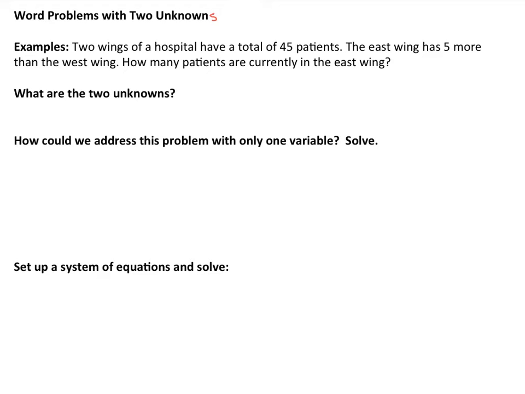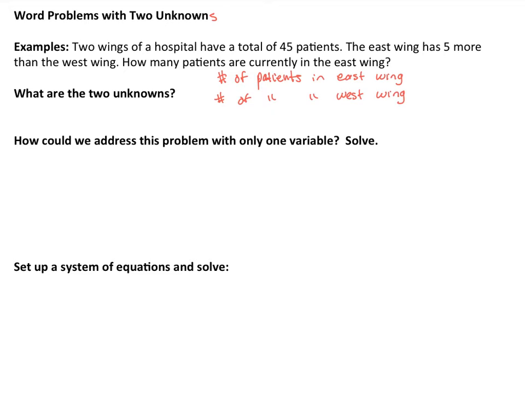So I don't know the number of patients in the east wing. That's the question I'm asked to find. But I also don't know the number of patients in the west wing of the hospital. Those are the two things I don't know. So just like we have seen before, these are where our variables are going to come in. These are the quantities we don't know.